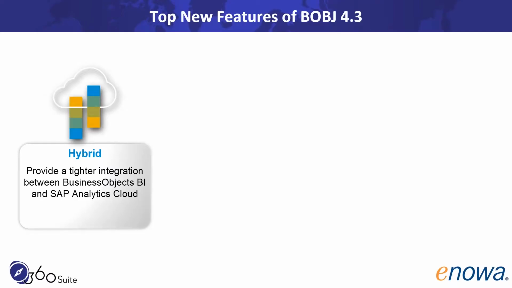We're going to go through this quickly, but I guess the overarching feature set of 4.3 is really the tighter integration between on-premise BusinessObjects and the SAP Analytics Cloud platform. Up until this point, they've been kind of loosely coupled. What we're going to see in 4.3 is a real concerted effort to make those two platforms work together in a variety of ways, whether that's using web intelligence as a data source or user provisioning between the two.